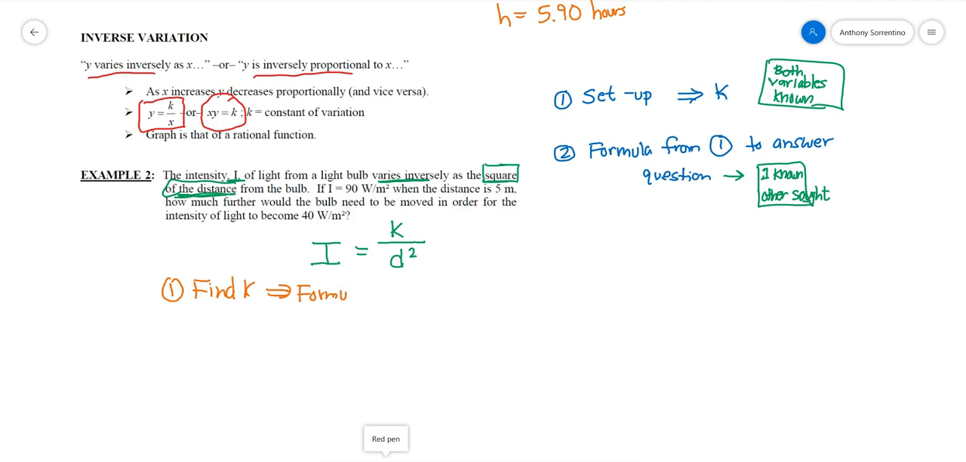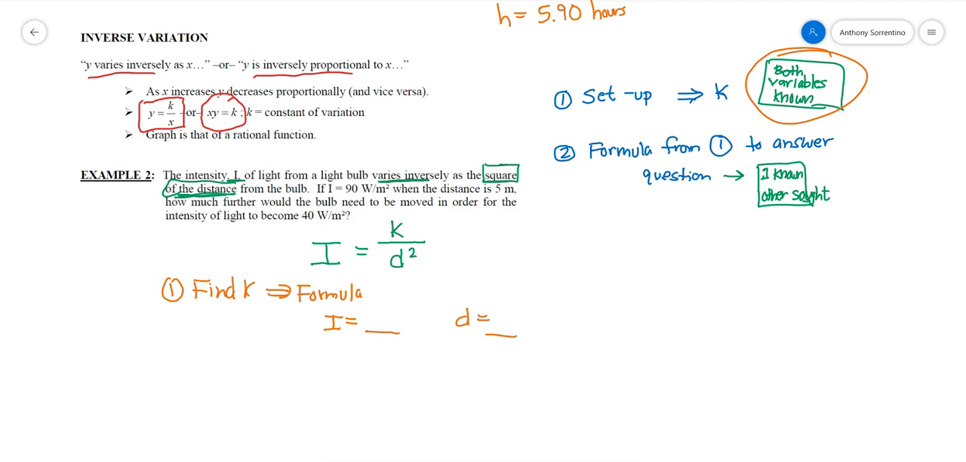Because once I know what k is, I'll have the formula, because I and d are the two variables here. K is assumed to be the constant. So I want to find that formula. I'm going to be given a situation where I know both pairs. I'm going to know an I, and I'm going to know a D. That information is going to be given to me.